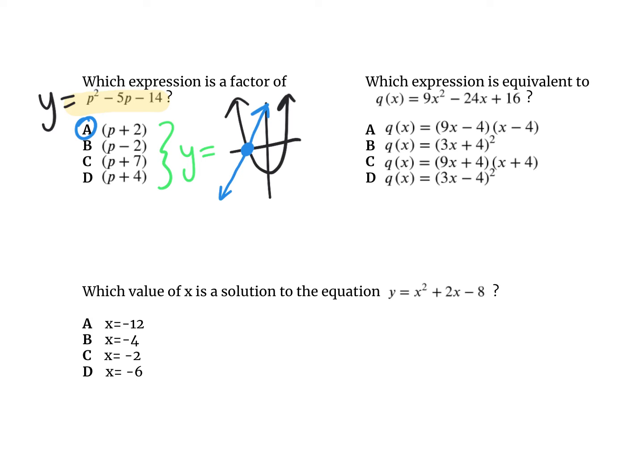Which expression is equivalent to q of x equals 9x squared minus 24x plus 16? So remember that when we see equivalent, that means the same. So we're looking for a quadratic that is the exact same on Desmos as the one given to us. And before we had to type in y equals in front of our equation, since these equations all have this q of x in front, that's the same thing as having y equals, so we can just write that instead. So now let's look at Desmos for this problem here.